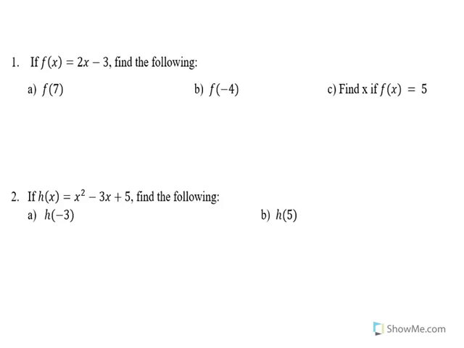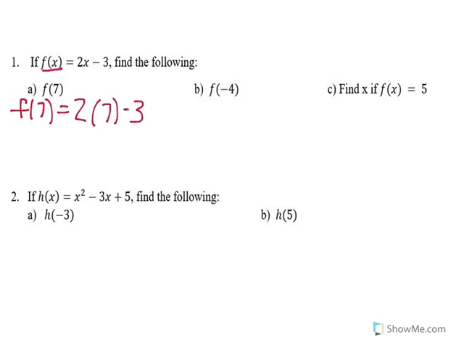So you'll see in this first problem up here we have, if f of x equals 2x minus 3, find the following. This f of x right here is simply naming the function. The name of the function is f, and we plug in some value x into the equation to get a number out. Looking at this first problem, a, f of 7, what this is asking us to do is to plug in 7 wherever we see an x.